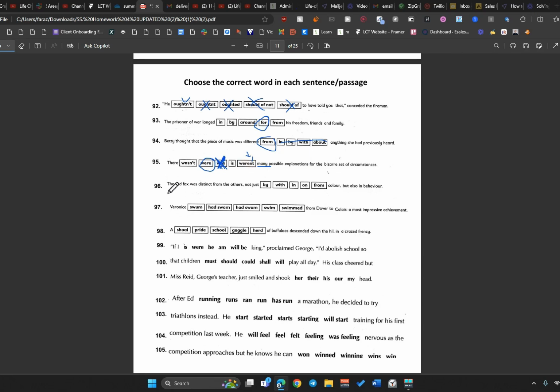So, the red fox was distinct from the others, not just something colour, but also in behaviour. Well, "not just by colour" is the one that immediately stands out. "Veronica from Dover to Calais." So what did she do from Dover to Calais? Swam. Veronica swam from Dover to Calais.